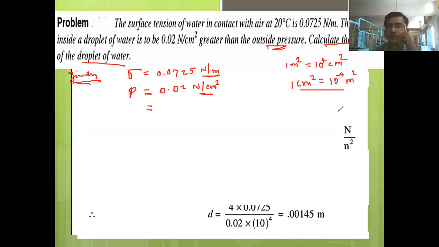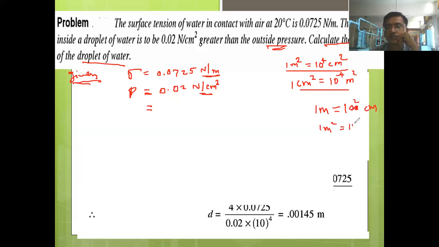Everyone, if you are not getting how it has come, or you don't remember, I told you a simple method. What to do: just write it like this. 1 meter, we know 1 meter is equal to 100 centimeters. Do the squaring on both sides. 1 meter square, and the square of 100, or 10 to the power 2 squared, will be 10 to the power 4 centimeter square. Like this you should be able to do the unit conversion.